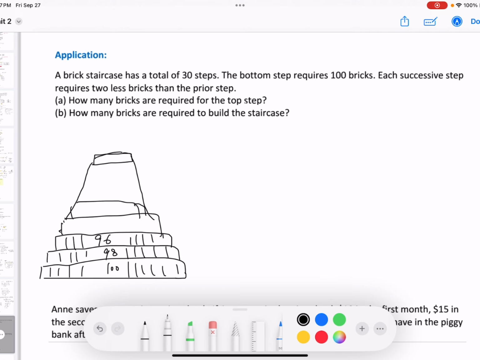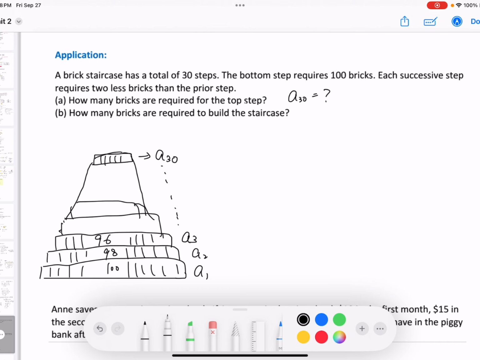Oh, totally 30 steps. So here is a sub 30. So the first step is a sub 1, a sub 2, a sub 3, until the last one is a sub 30. I don't know how many bricks are on my a sub 30, the 30th step. The first question is, how many bricks are required for the top stair? What is the a sub 30?